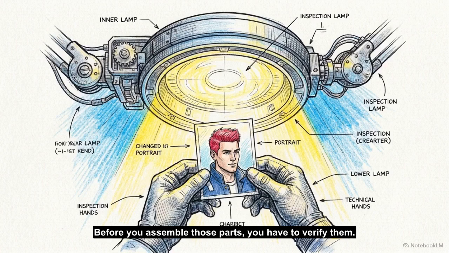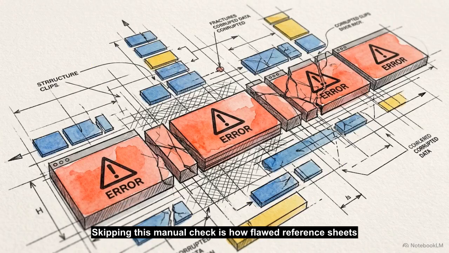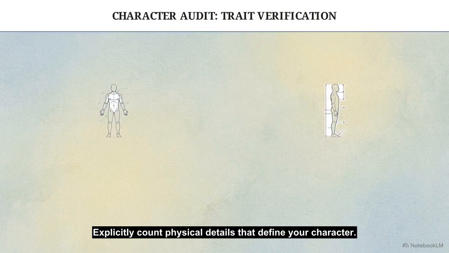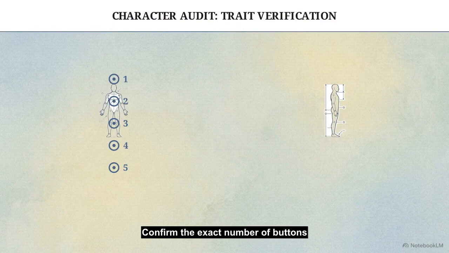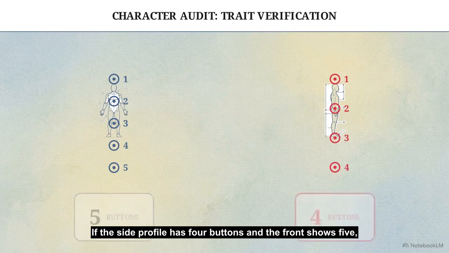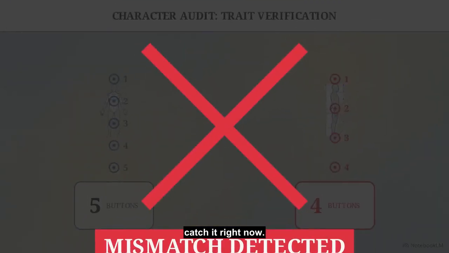Before you assemble those parts, you have to verify them. Skipping this manual check is how flawed reference sheets quietly sabotage hours of animation work later on. Explicitly count physical details that define your character. Look at this wireframe. Confirm the exact number of buttons matches across every angle. If the side profile has 4 buttons and the front shows 5, catch it right now. Don't wait until you've animated 10 shots.